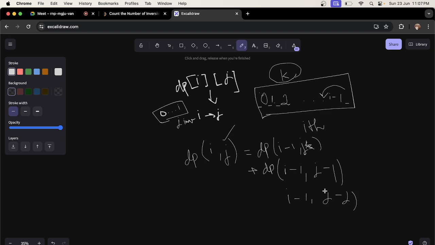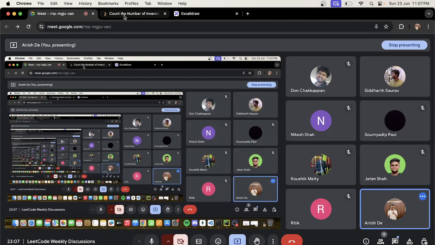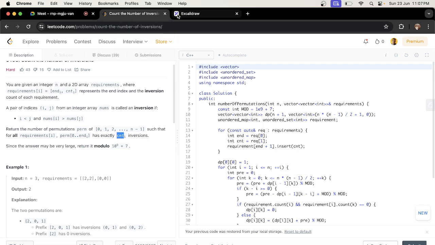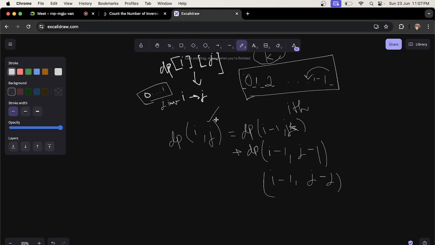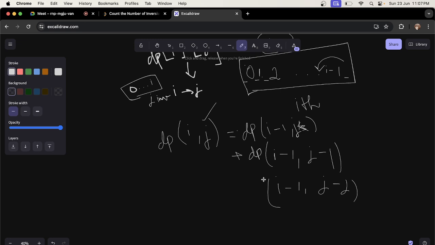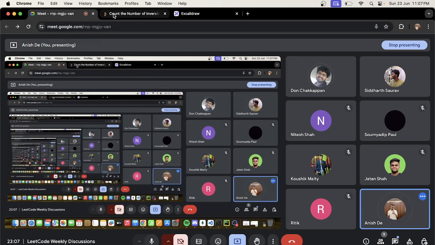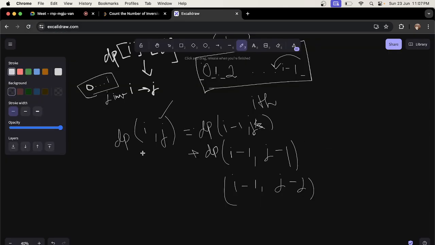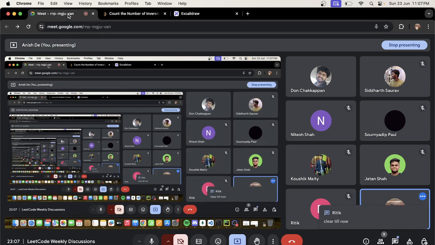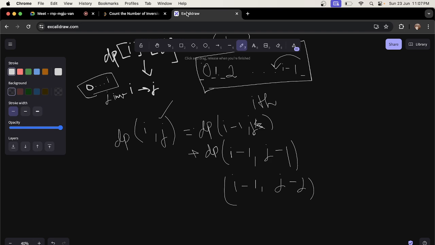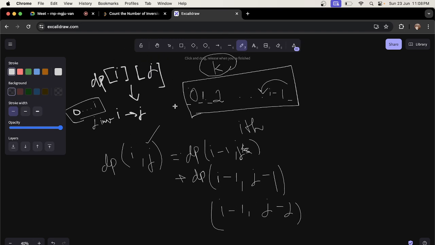Everyone is getting what I'm trying to say? Makes sense. Others, like Siddharth says, makes sense. Others? Kaushik, Nitesh, Don, Ritik, are you getting the idea of how the transition is coming? Transition, yeah, Anish, but that DP relation, I'm not getting.